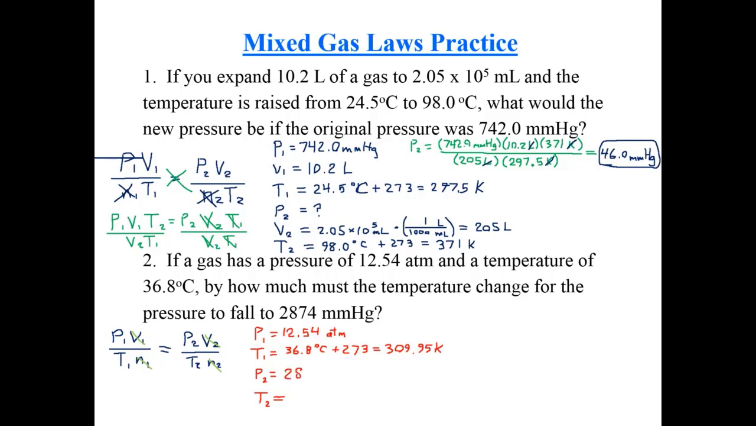Well, there's really only one other, right? 2874, and it is in millimeters of mercury. And do we have any issues with that pressure? You gotta convert it either way. Yeah, we got to convert it because it's 2874. 3.78 atmospheres. How many atmospheres? 3.78. Thank you for that conversion. You could have also converted atm to millimeters of mercury. It wouldn't have mattered either way, but this is totally fine.